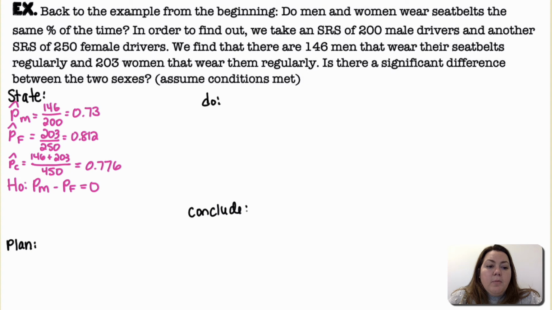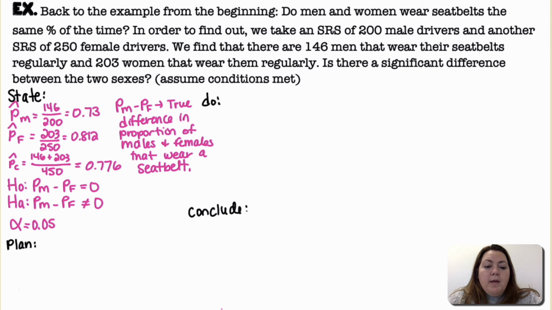My null hypothesis would be that PM, the proportion of males minus the proportion of females, equals 0. There is no difference. The alternative would be PM minus PF does not equal 0, that there is a difference. I'm not going in one direction. The question didn't lead me to do a greater than or less than test. My alpha value, 0.05, and then I need to also define my parameter. PM minus PF is the true difference in proportions of males and females that wear seatbelts.